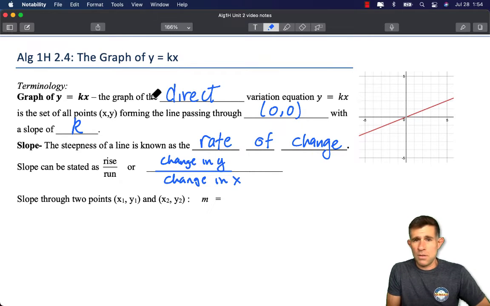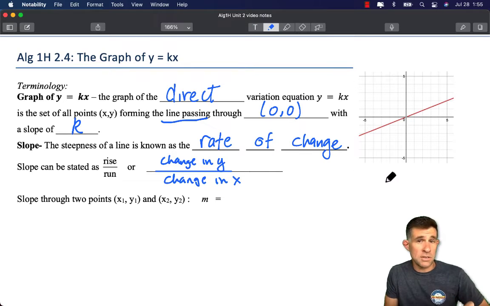So before we get going, a little bit of terminology here. The graph of y equals k times x is simply the graph of the direct variation equation, and it is the set of all relations x, y that form a line passing through the origin 0, 0 with a slope of k. So those are a couple of properties there for you that you should take note of right away. All direct variation equations will pass through the origin of the coordinate plane, that's the 0, 0. They are going to have a slope of k, and they're going to be linear.